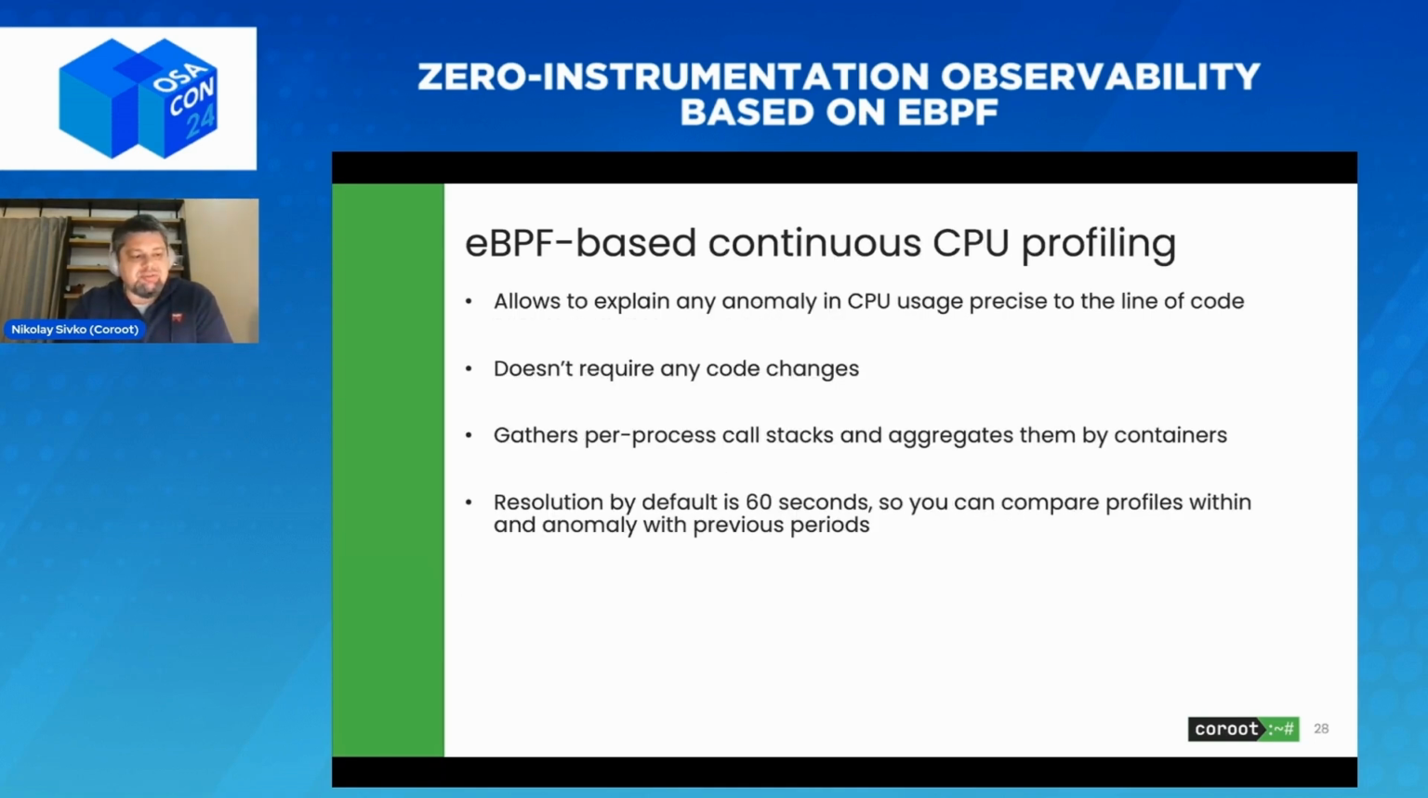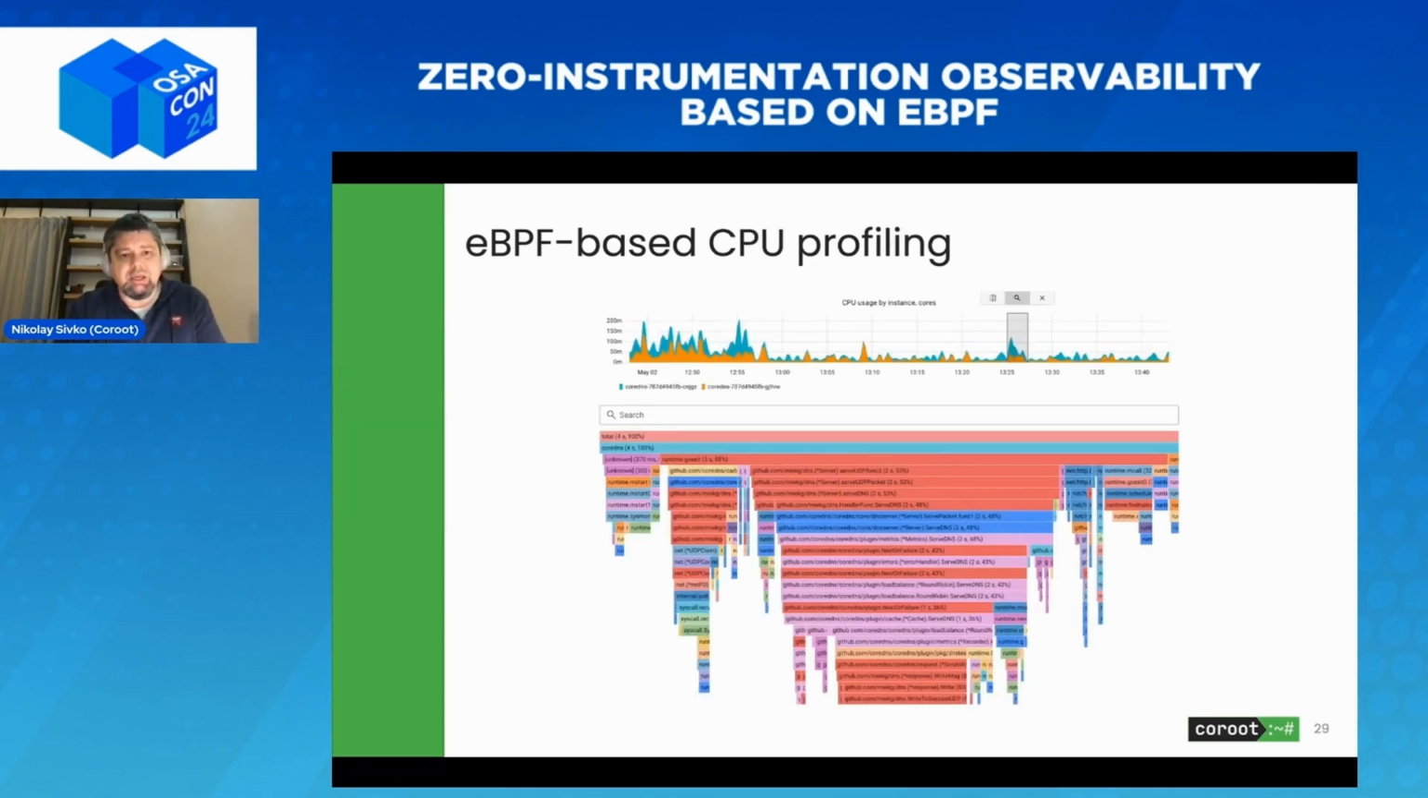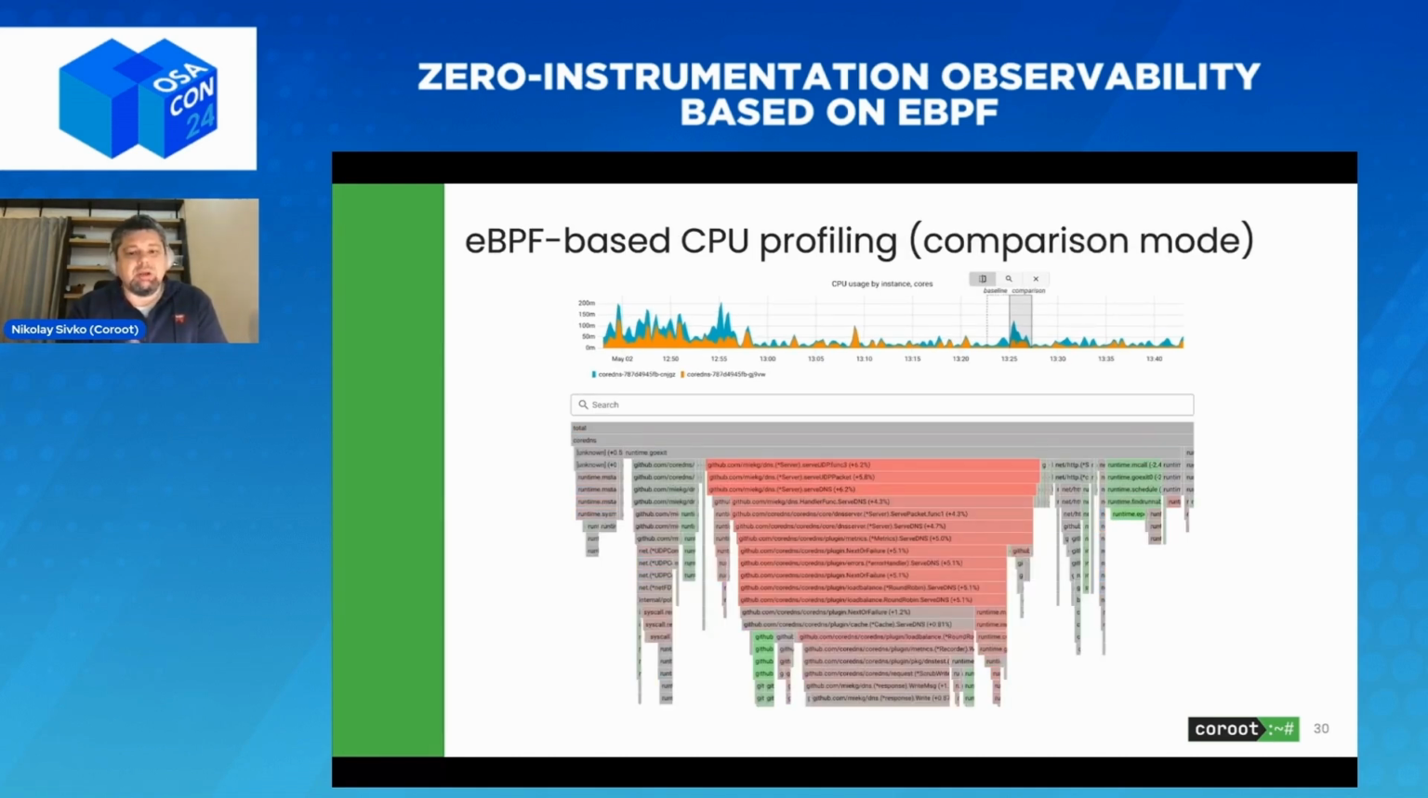OpenTelemetry. Also, eBPF is used for CPU profiling, because we can ask the kernel to gather some performance counters for each running process on the node and export it. It's call stacks, and it allows us to explain any CPU anomalies. You can explain any CPU spike and see the precise line of code responsible for high CPU usage. And also we can compare any anomaly with the previous period and compare the stacks, using the previous period as a baseline. Super useful when you want to explain CPU anomalies.